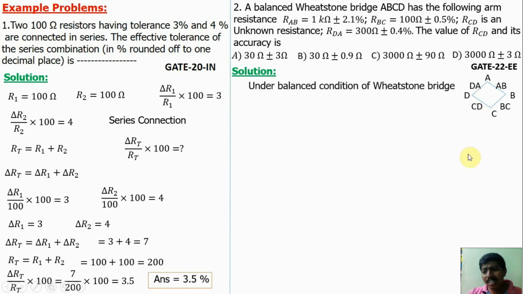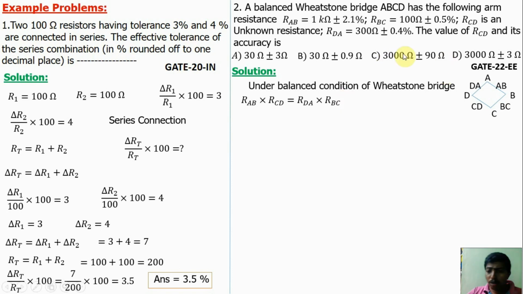Under the balanced condition of the Wheatstone bridge, the product of opposite branch resistances is equal to the product of the other pair of opposite branch resistances. So we get RAB into RCD is equal to RDA into RBC. This is the condition for the balanced Wheatstone bridge. We know that. Okay, if you don't know, just refer to the Wheatstone bridge concepts.